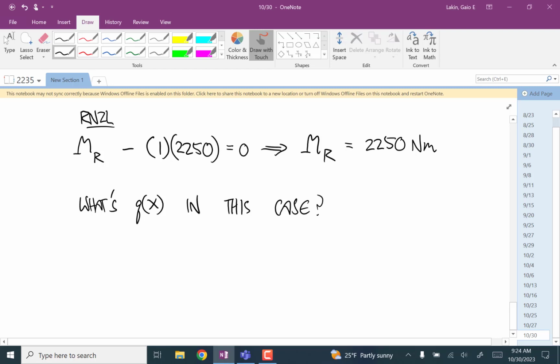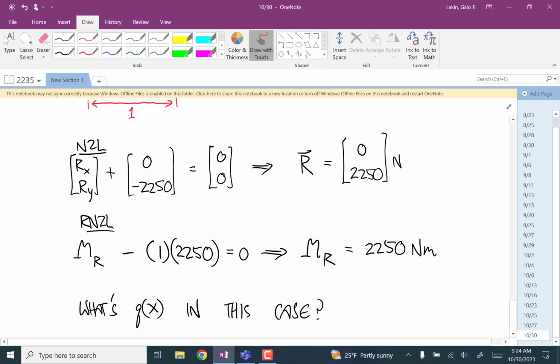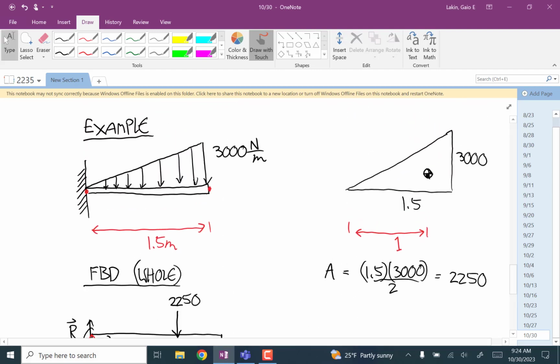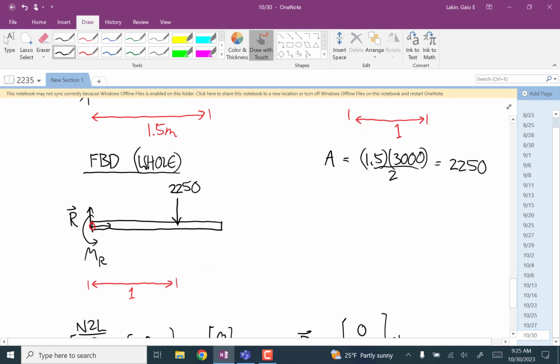We didn't have to worry about that with uniform distributed loads because it's just a constant function, right? So whatever it said on the picture, that's your Q of X. But our function now isn't 3,000. We want a function that tells us what the height of that distributed load is at any X value. How are we going to come up with this function? We're going to calculate the equation for that line.